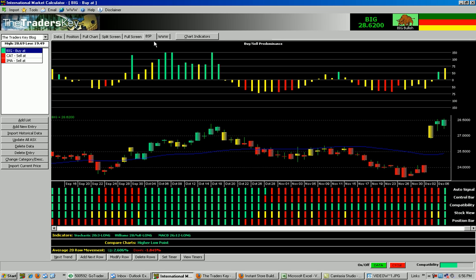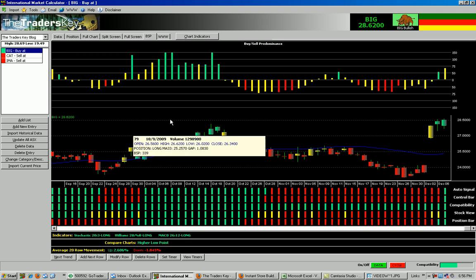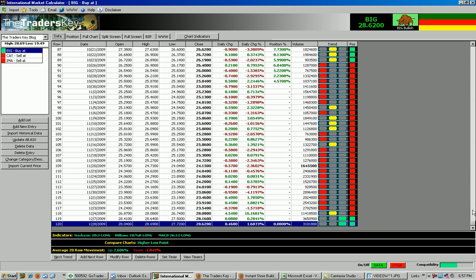If you follow my cursor, it's called the BSP view, buy sell predominance. Now we've got a choice here. I'll click on the first one, which is data. This is just the basic way of bringing up your trend in here, which is the chart itself, and the position bar. Again, there's 120 rows of data all up at one time, and this data is just another way of looking at it.